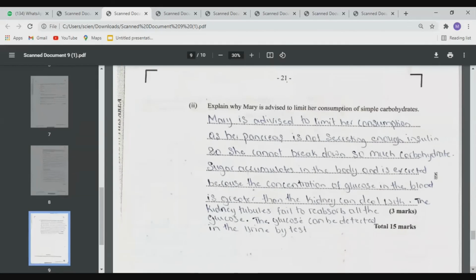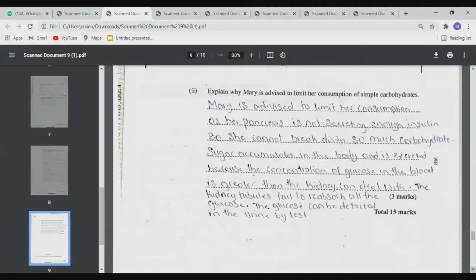So 6CII, explain why Mary is advised to limit her consumption of the simple carbohydrates. So please remember that Mary was the person who actually has diabetes. So Mary is advised to limit her consumption as her pancreas is not secreting enough insulin, so she cannot break down so much carbohydrate. Sugar accumulates in the body and is excreted because the concentration of glucose in the blood is greater than the kidney can deal with. The kidney tubules fail to reabsorb all the glucose. The glucose can be detected in the urine by a test, all right?